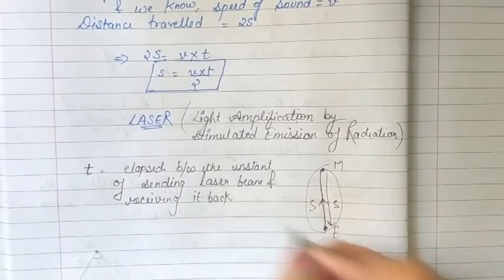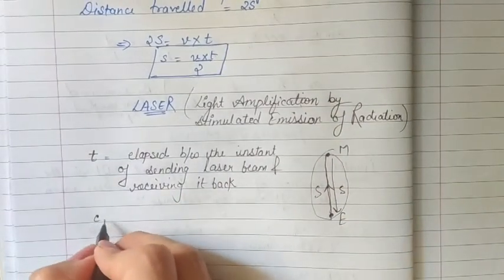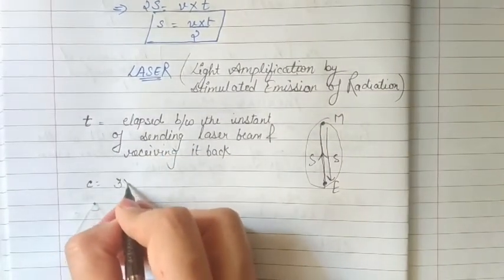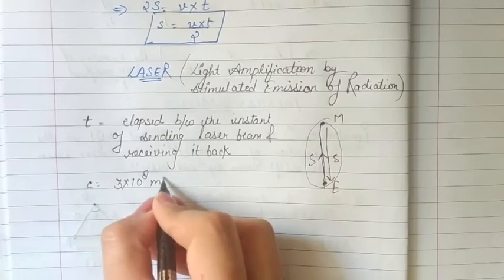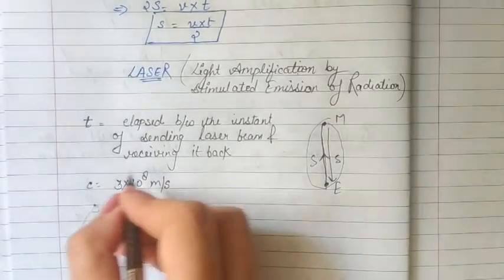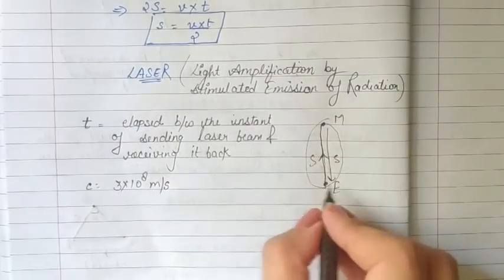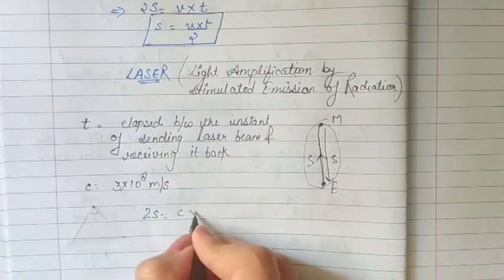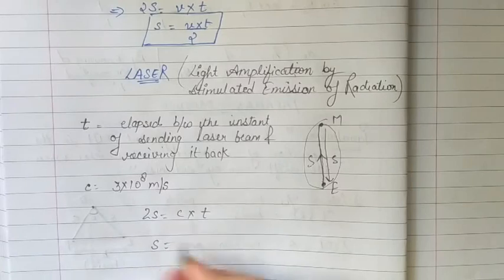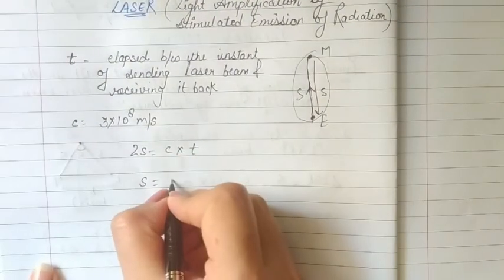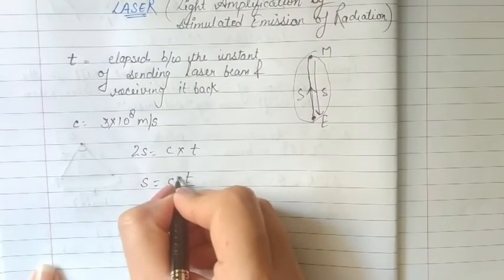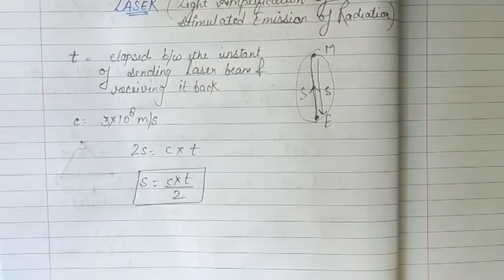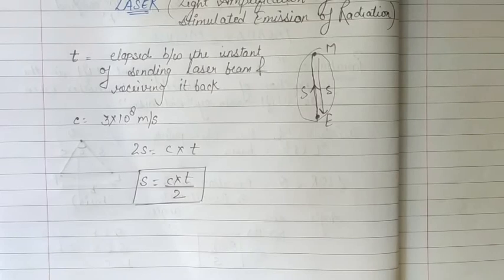So we are going to observe that time, and we know that laser is a kind of light, so its speed will be the speed of light, 3 into 10 to the power 8 meter per second always, and the distance that it is covering is twice of s. So by the formula, distance is equal to speed into time, and we can find s as s is equal to c into t over 2, where c is the speed of light, that is 3 into 10 to the power 8 meter per second.